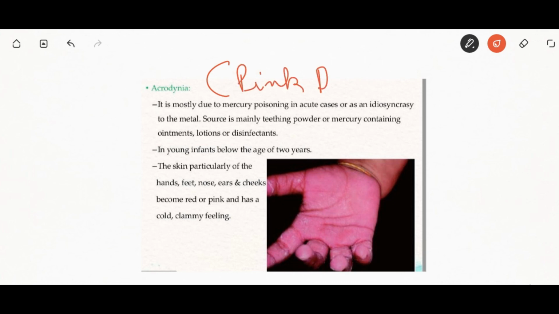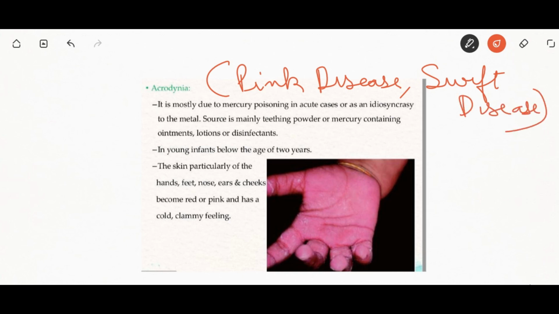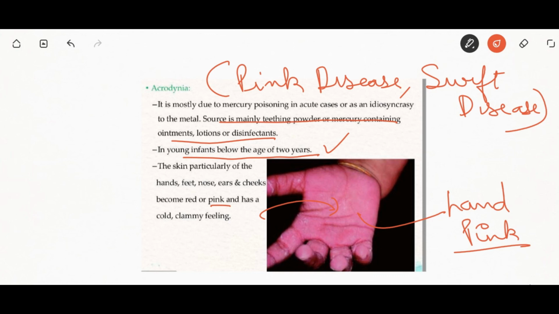So that develops in young children below the age of 2 years, although children of 5 to 6 years may be affected. The skin of the hands, feet, nose, ears, and cheeks will become red or pink, and the child will have a cold, clammy feeling. The appearance has been described as resembling raw beef. So sweating is a feature of acrodynia.